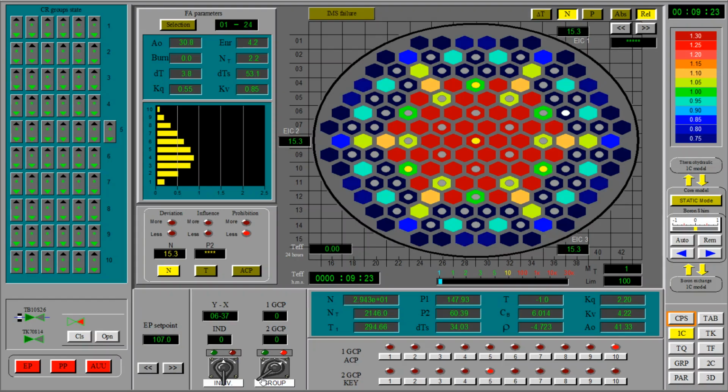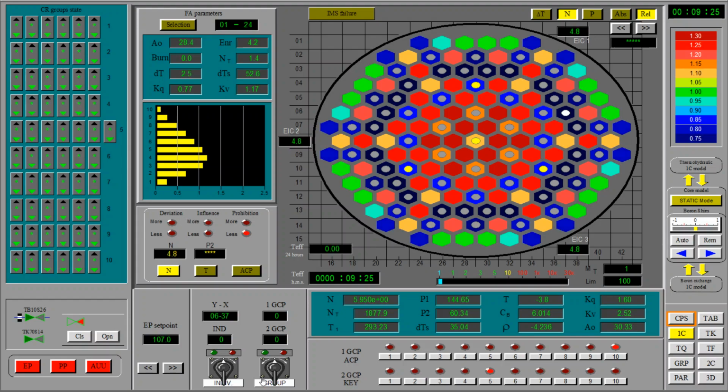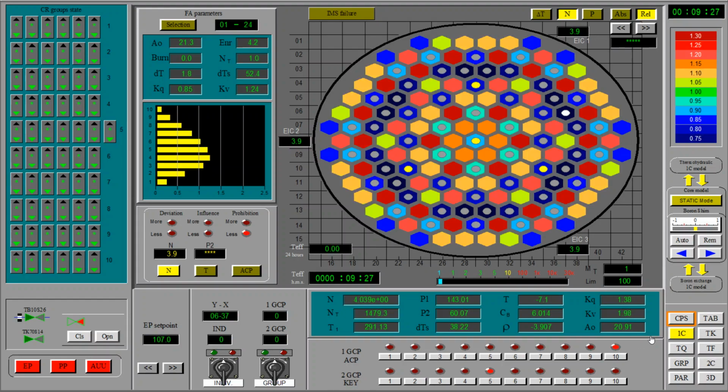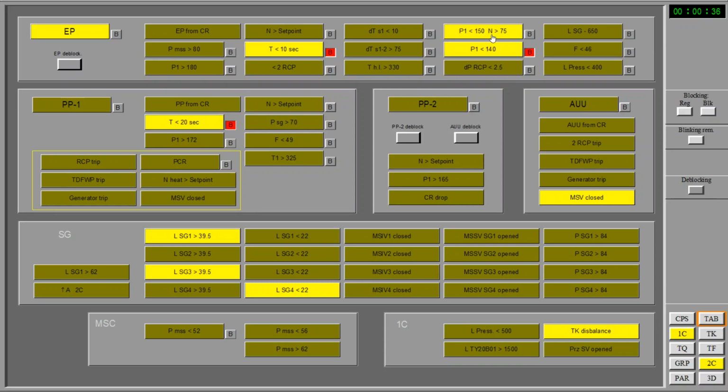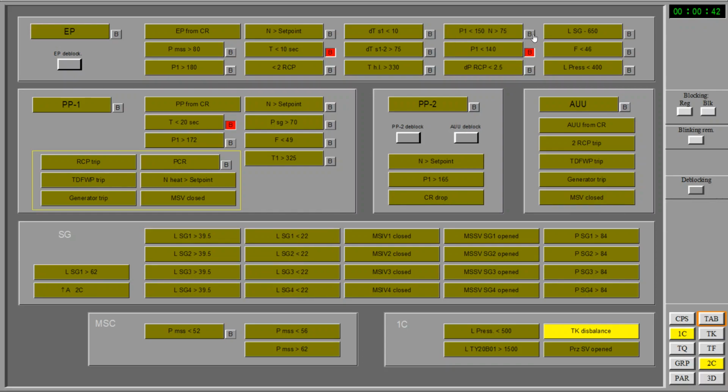What happens? What happens is a scram? I don't know why. Why do we have a scram? P1 lower than 150 and N higher than 75. Oh no. I should have disconnected this security. Too late.